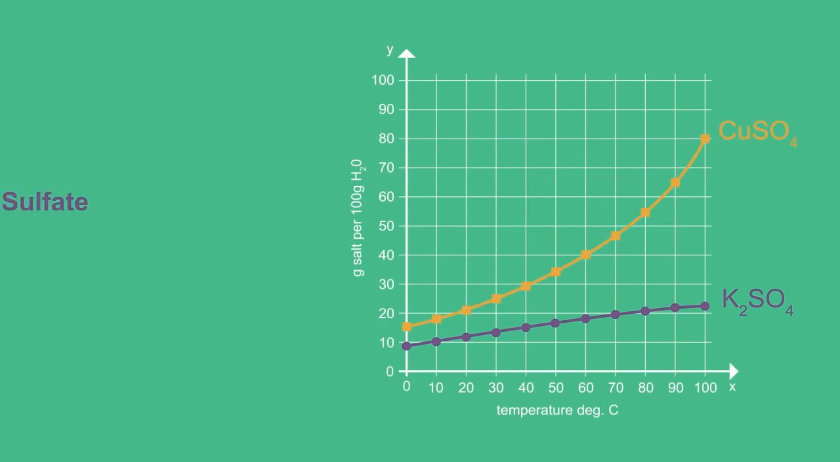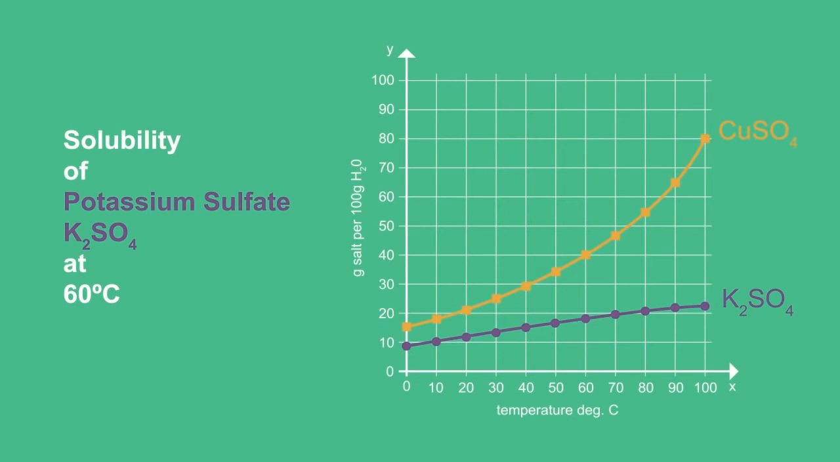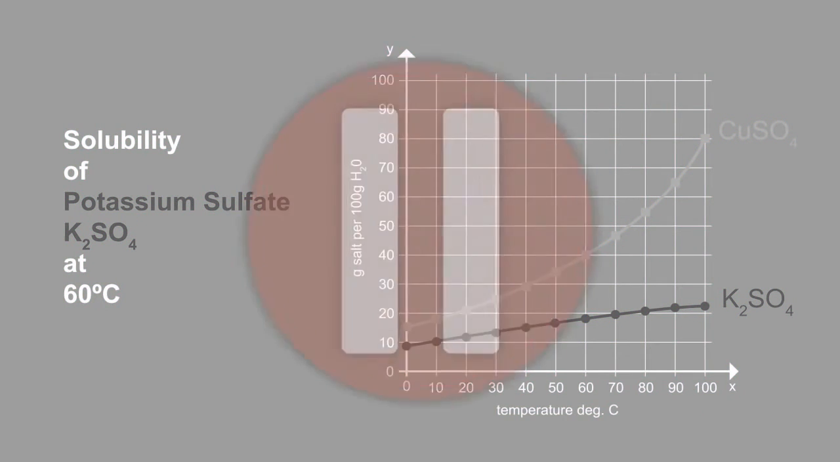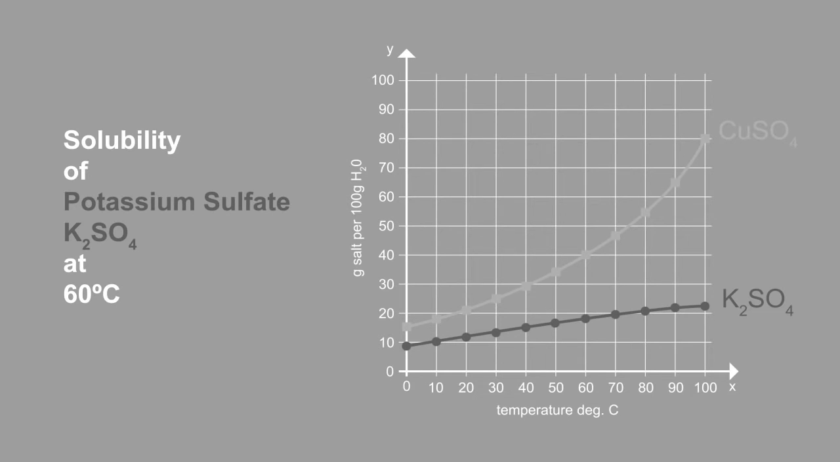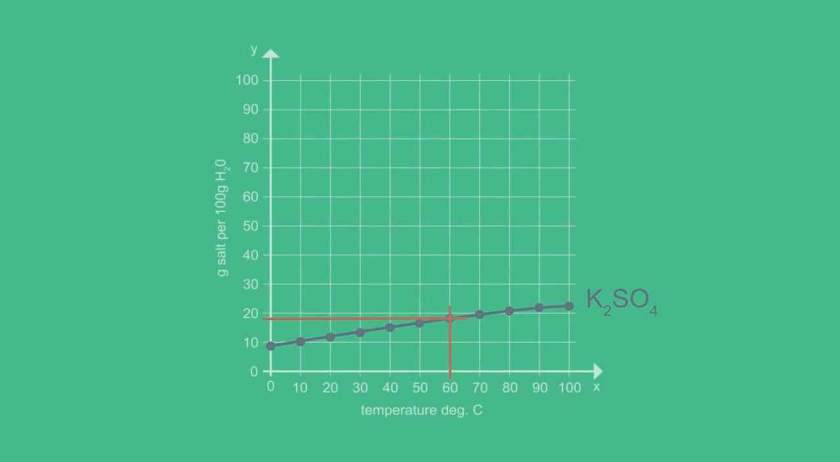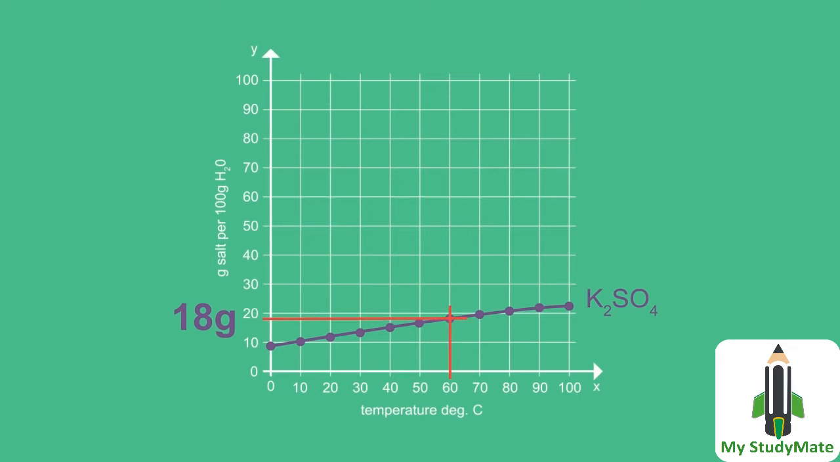Using the provided graph, try to find the solubility of potassium sulfate at 60 degrees Celsius. Please try and continue when ready. If your answer is around 18 grams of potassium sulfate per 100 grams of water, then you would have been correct.